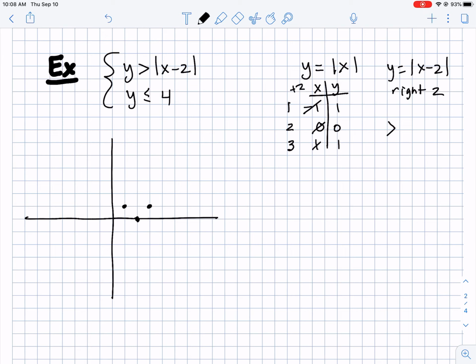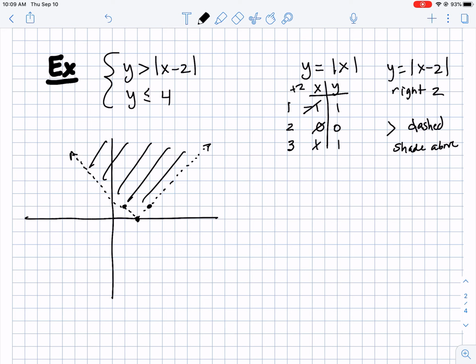If it's a greater than, it's going to be a dashed line. And it is greater than, so I'm going to shade above. So let me get that dashed line in here, and what that means is that the points that are on this boundary line do not satisfy the system of inequalities, and shading above would be in this region.